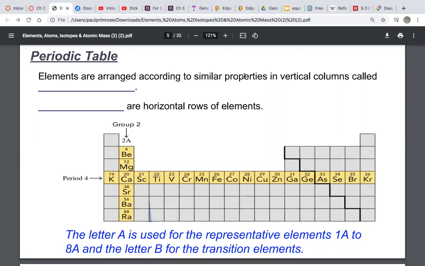Our elements are arranged according to similar properties in vertical columns called groups. And we said periods are horizontal rows. And later on, you'll need to know that 1A through 8A is these first 2 columns and last 6. And they're called the main group elements. So I'm going to put that up on the paper here. These 2 right here, plus these 6 right here are called the main group elements.